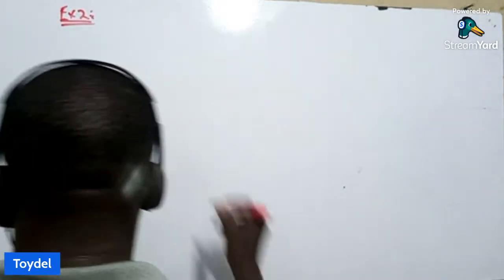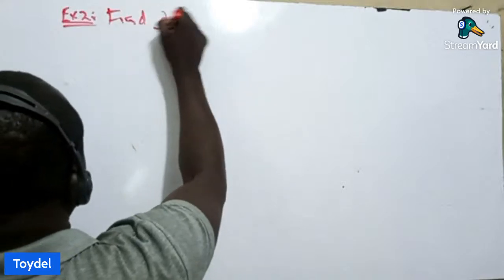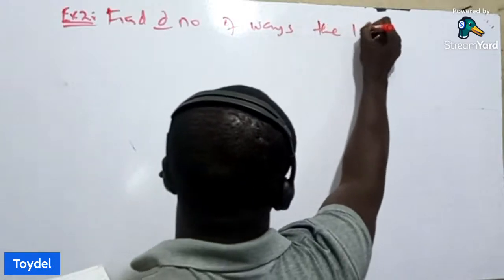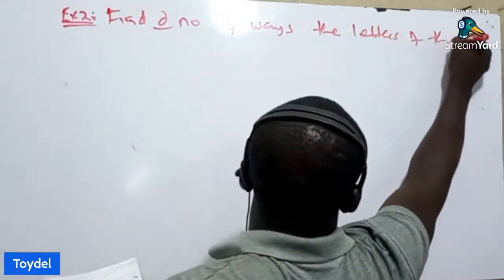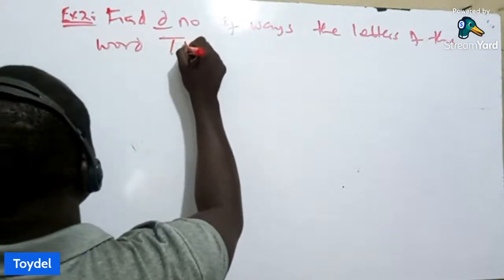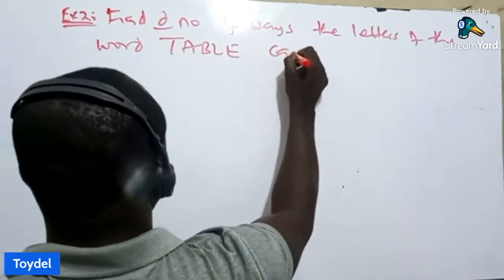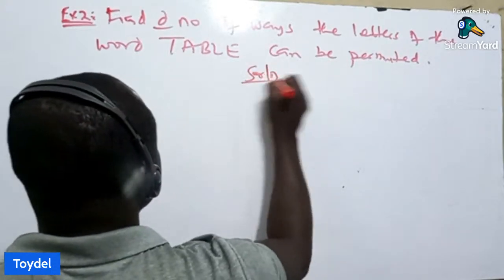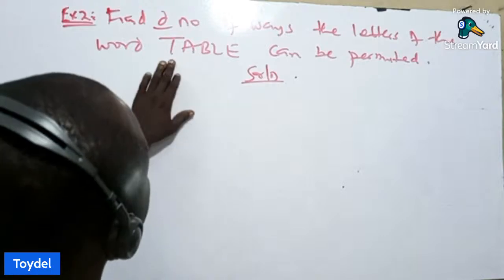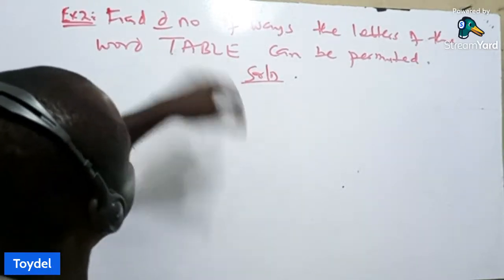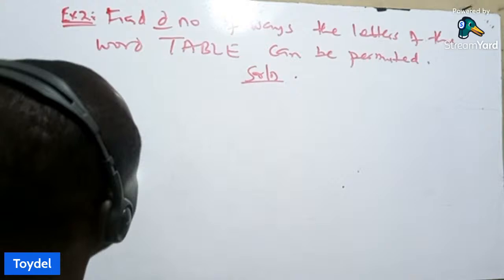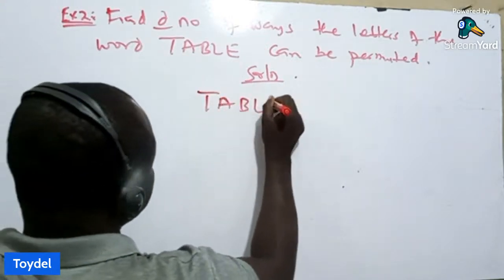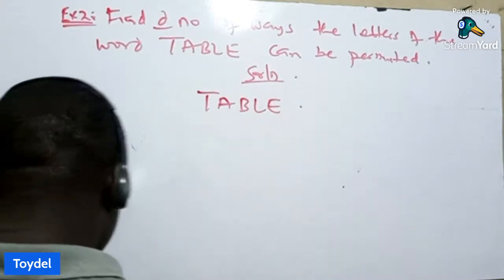In this example, we have to find the number of ways the letters of the word "table" can be permuted. So this is the question. That is, we want to look at the number of ways that we can arrange the letters of this word at a time. Then what do we do? There are 5 letters here. The word table has 5 different letters.